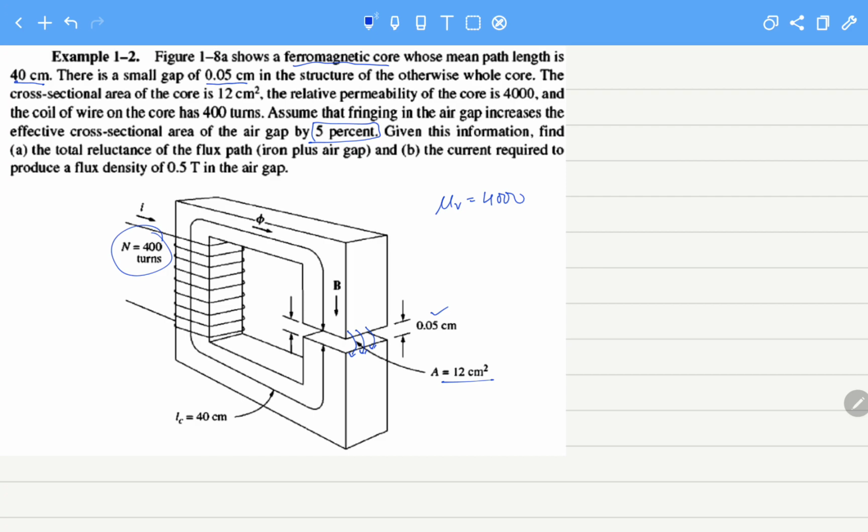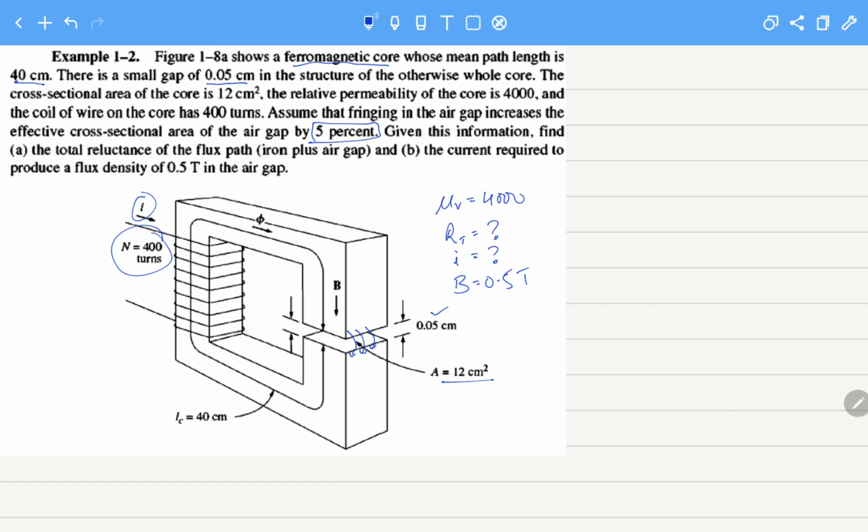And with all this information, we have to find the total reluctance RT of the core and the current required to produce a flux density. We need to find the current I, which will produce a flux density of 0.5 Tesla.